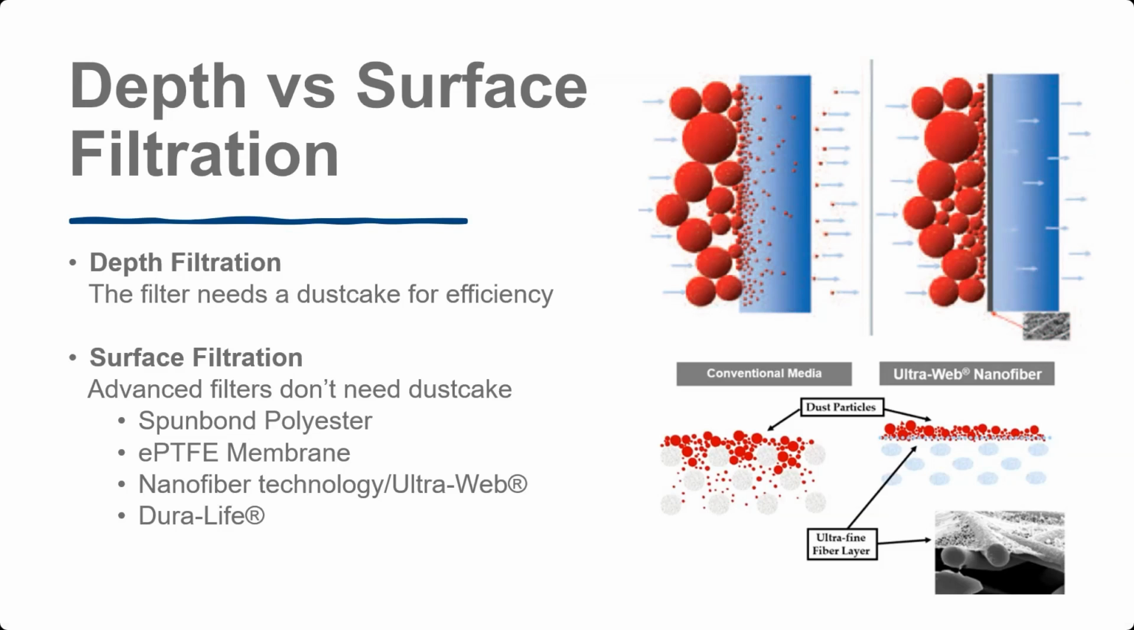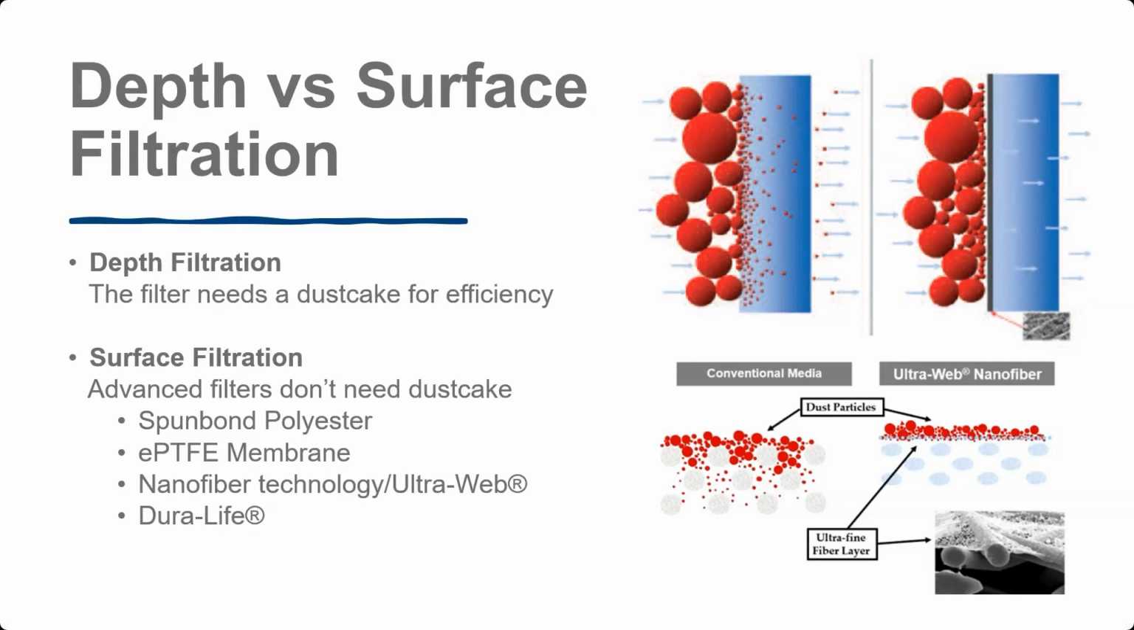And so in order to make sure that you're being efficient, you have to have the dust cake on there, which leads into cleaning, and it's a pretty hard thing to measure. Another option you have is surface filtration, and that is newer medias that are available that actually capture the dust on the surface of the filter. And there are four types of surface filtration. There's spun-bond polyester, EPTFE membranes, nanofiber technologies, and then a Duralife fabric.